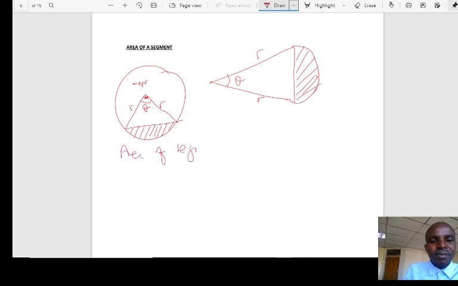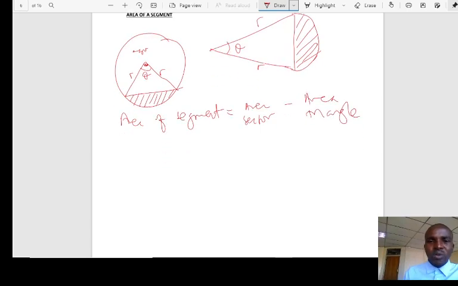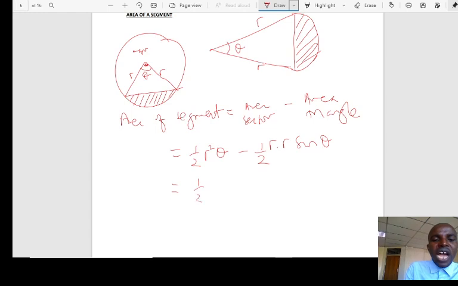So area of segment, we say area of the sector minus area of this triangle. Area of a sector is half r squared theta, minus the area of a triangle, in this case there's no height, right? Remember, it's half AB sine theta. So it will be half AB, which is r times r, then sine theta. So it will be half r squared theta minus half r squared sine theta, like this.